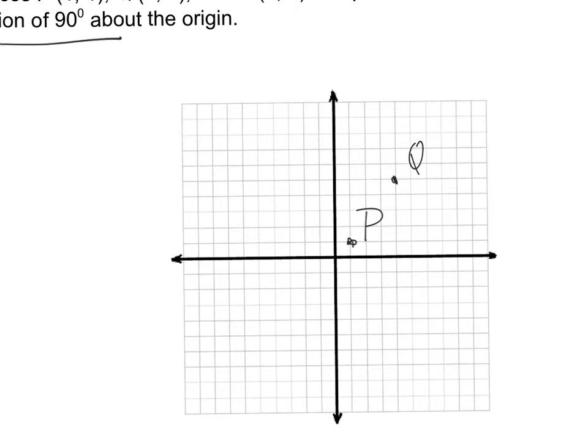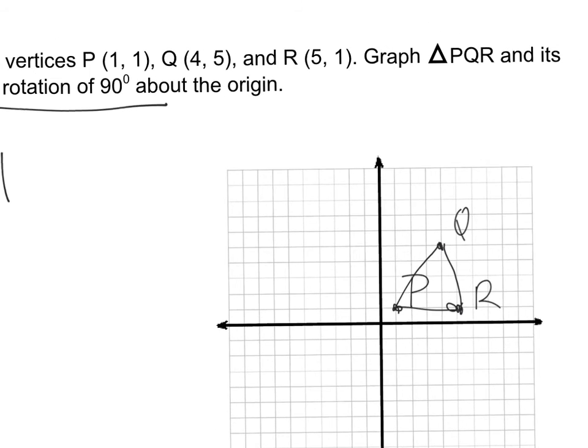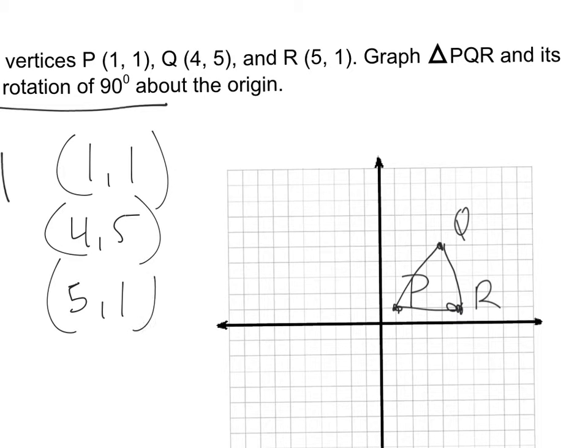And R is going to be 5, 1. There is my triangle. Now I want to rotate it 90 degrees. So I'm going to take all these points, and I'm going to do these steps. I'm going to multiply y by negative 1 and flip-flop. So this becomes negative 1, 1.